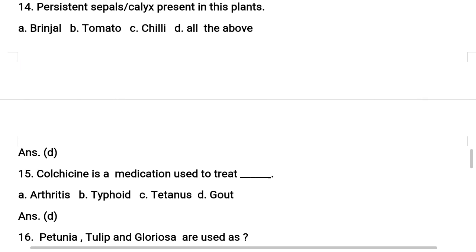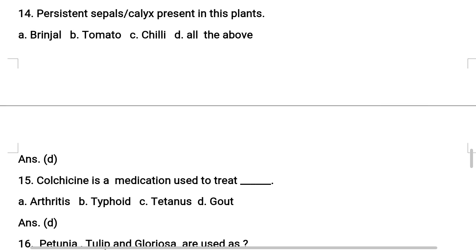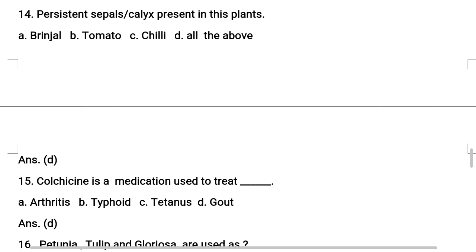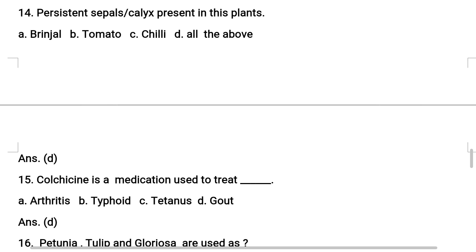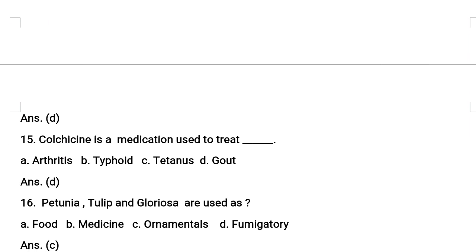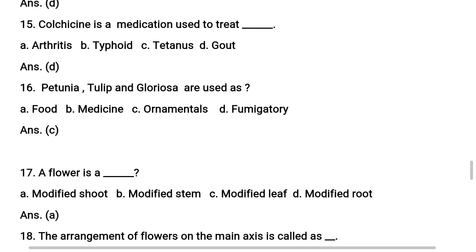Present in the family like Solanaceae. Remember, please make a note. Persistent sepals are present in the family Solanaceae. Brinjal, tomato, chili, all these belong to Solanaceae family. So the correct option for this question is option D. Next, moving to 15th question.